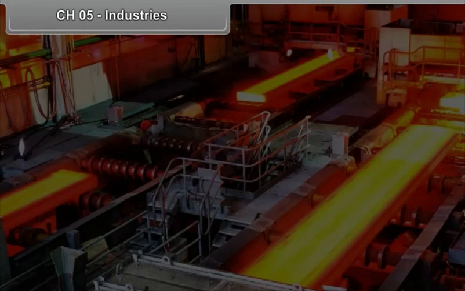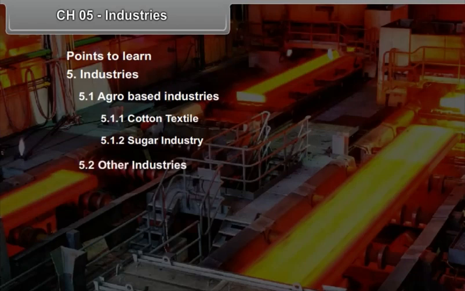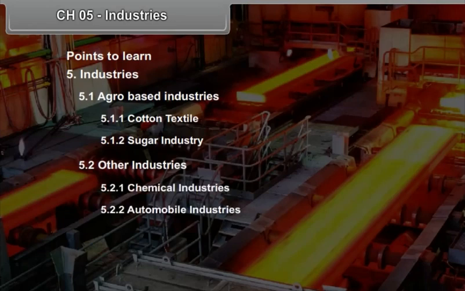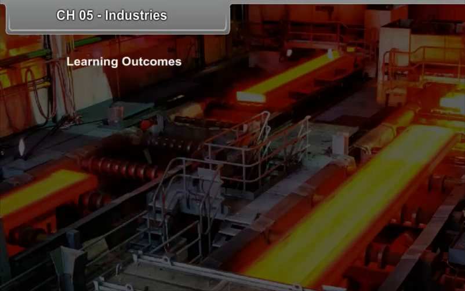Chapter 5 Industries. Points to learn. 5. Industries. 5.1 Agro-based industries. 5.1.1 Cotton textile. 5.1.2 Sugar industry. 5.2 Other industries. 5.2.1 Chemical industries. 5.2.2 Automobile industries. 5.2.3 Electronic industries. 5.3 Industrial pollution.